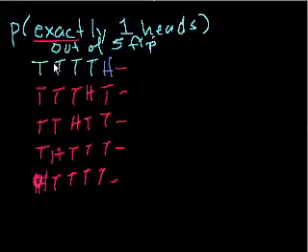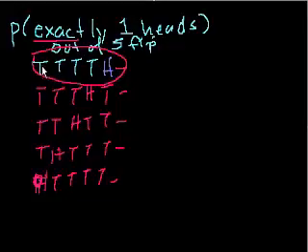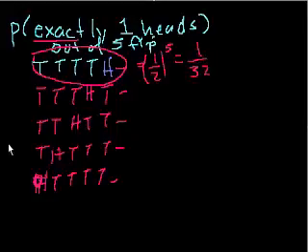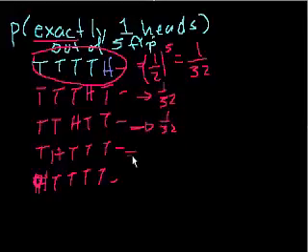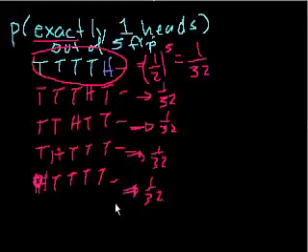So what are the chances of any one of these possible outcomes? Well, if we just look at this one, there's a chance of 1/2, 1/2, 1/2, 1/2, 1/2. So it's 1/2 to the 5th power, which is equal to 1/32. And you use the same logic. Each of these is 1/32, 1/32, 1/32, 1/32.